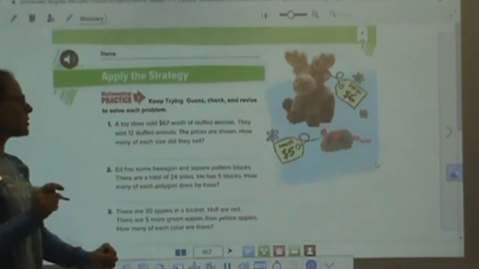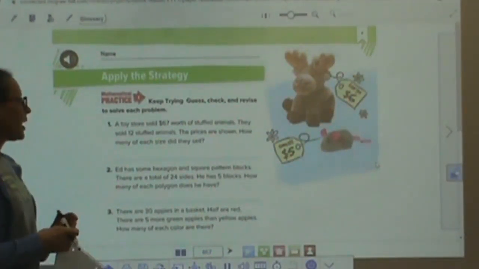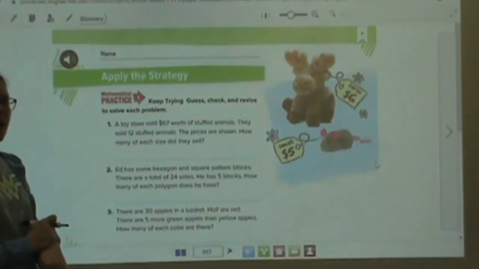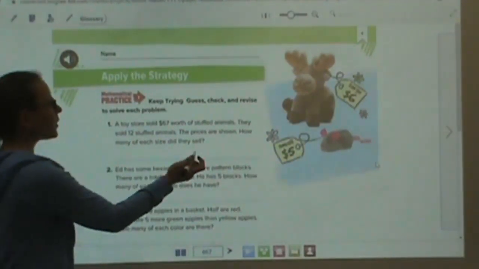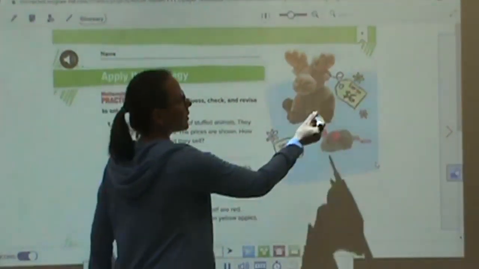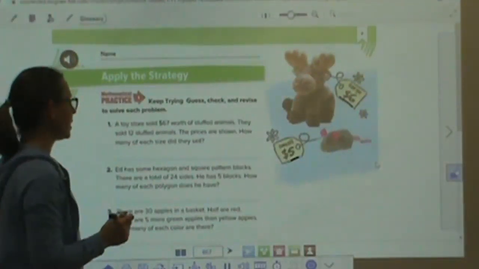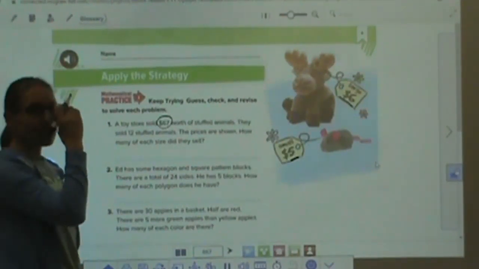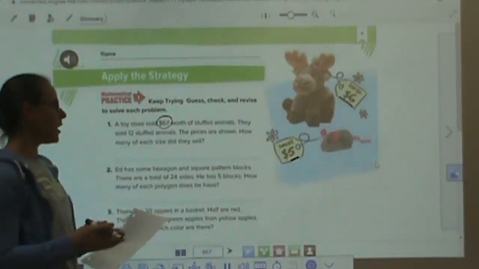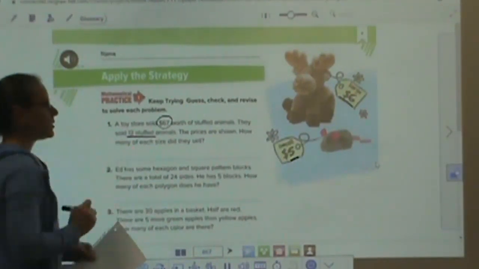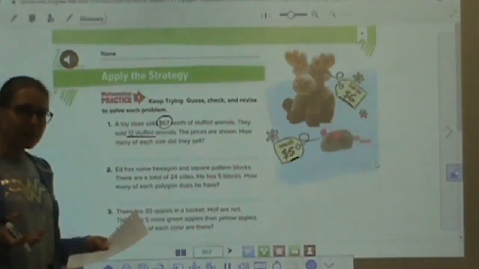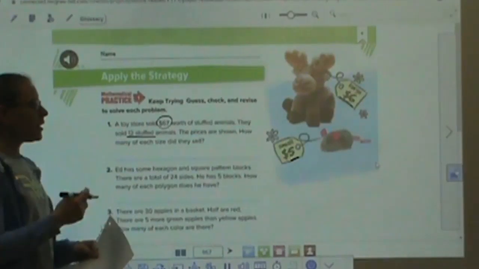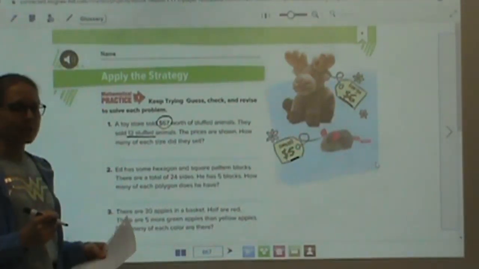A toy store sold $67 worth of stuffed animals. They sold 12 stuffed animals. The prices are shown. How much of each size did they sell? So we know that the small stuffed animal costs $5 and the large stuffed animal costs $6. We know they sold a total of $67. Here's another part to the combination, is that they sold a total of 12 stuffed animals. So our combination of large and small stuffed animals needs to equal 12 for a total number. It also needs to equal $67.